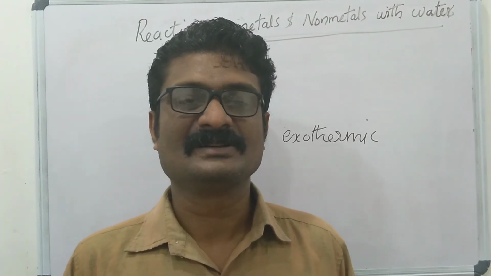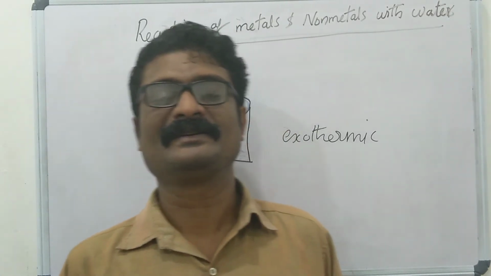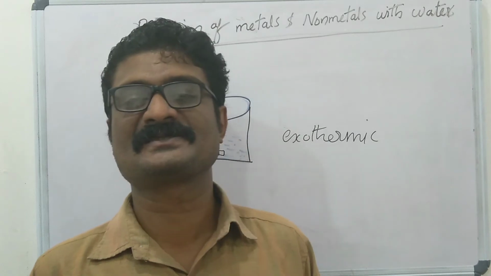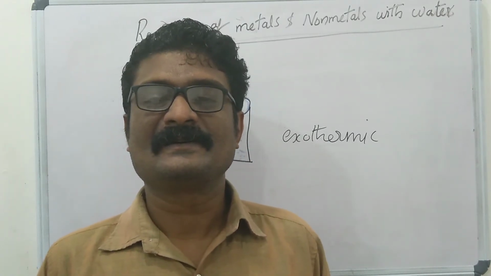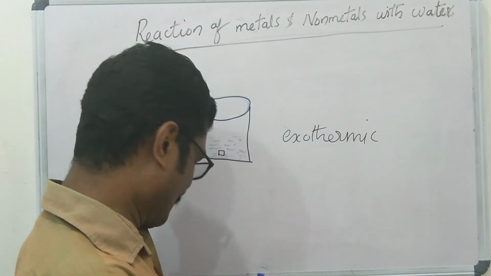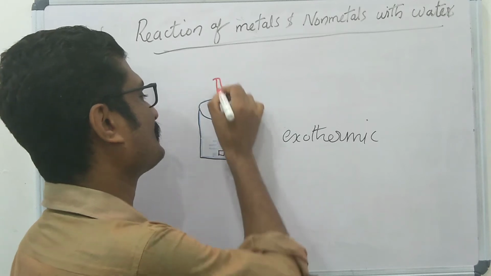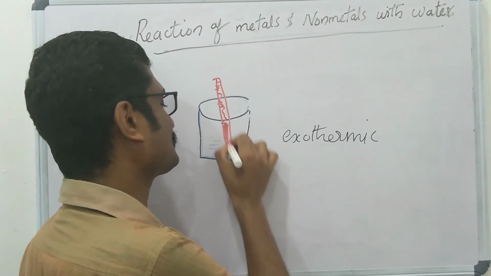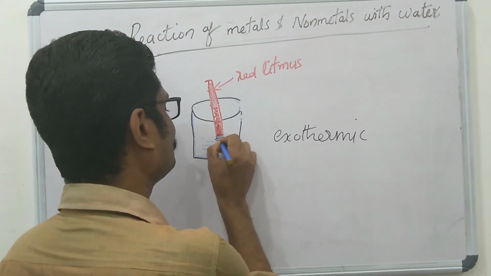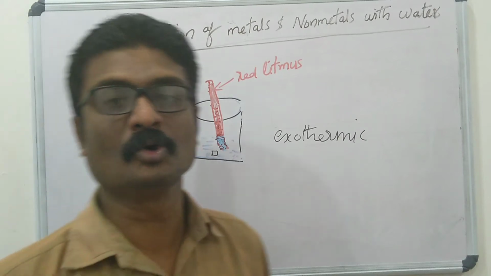Then, next step, we can test the solution with red and blue litmus paper. You will find that the solution turns red litmus to blue.